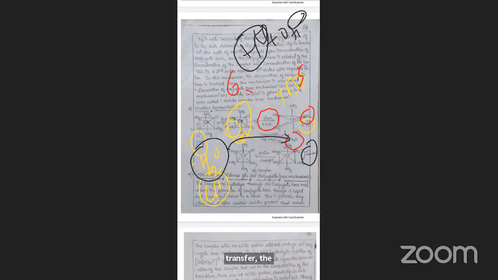That water molecule undergoes hydrolysis and forms H plus and OH minus ions. This H plus ion binds again with the NH2. Rearrangement happens: the water molecule transfers the H plus, which binds with the amide ion, and it is converted into the six-coordinate complex. This is the pictorial representation.